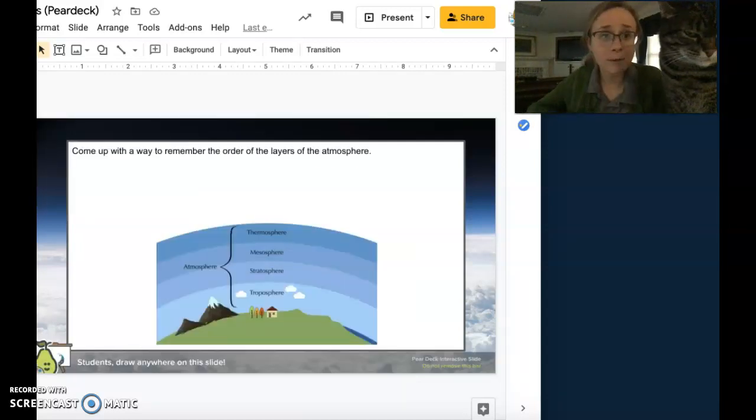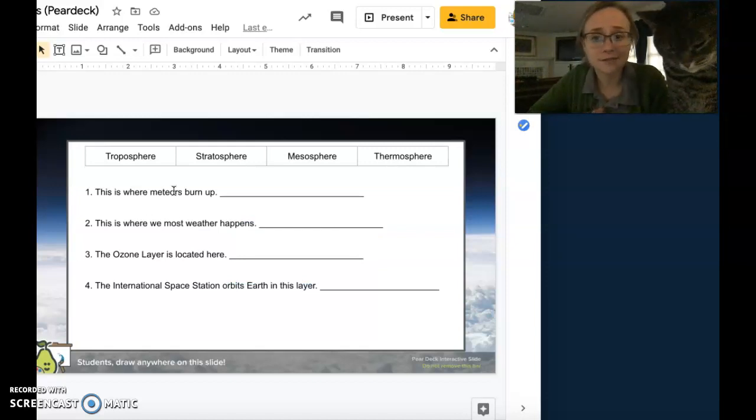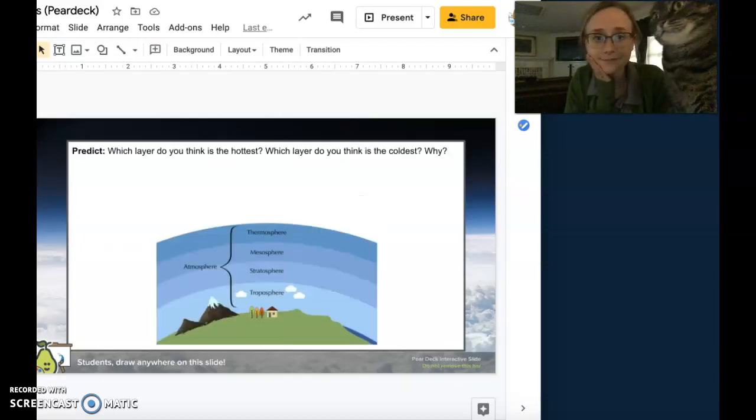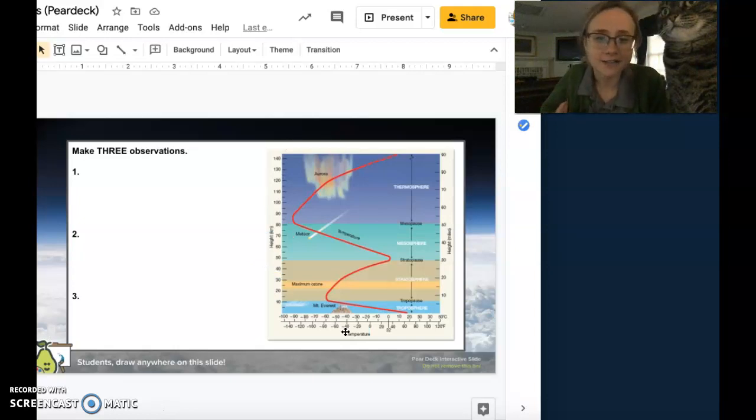We're going to come up with a way to remember these layers using a mnemonic device, and the last thing you're going to do is use this word bank to fill in the blanks for 1 through 4. Then we're going to talk about which one is the hottest, which one is the coldest, and we're going to analyze this graph. This graph shows temperature. As you go right, the temperature increases, and as you go left, temperature decreases. And as you go up, we're increasing our altitude. So you'll see it's kind of interesting.